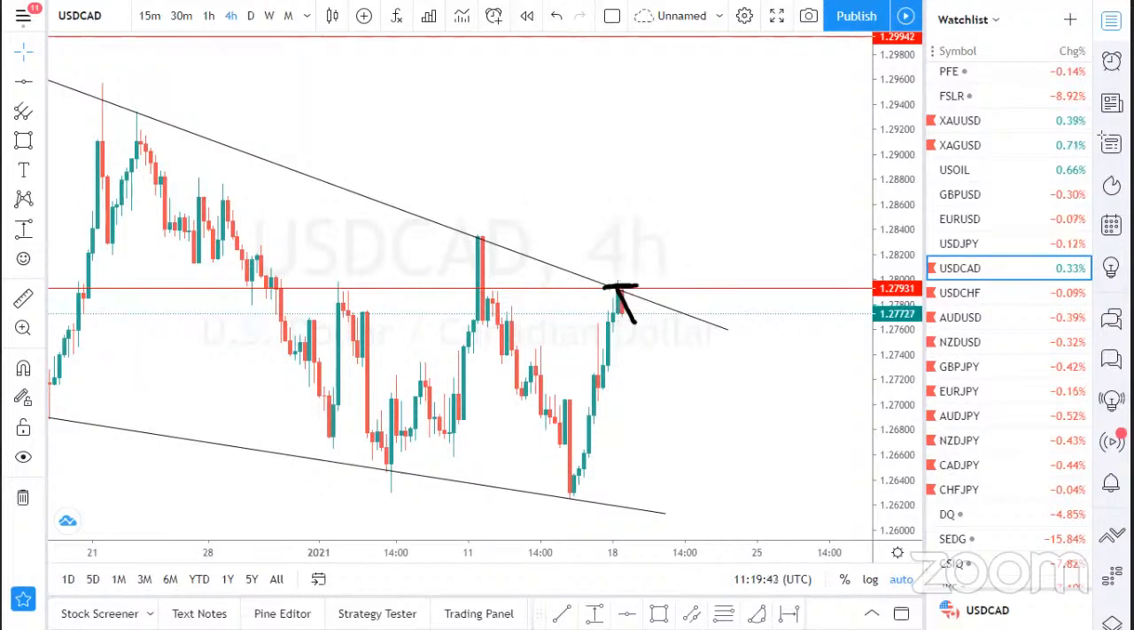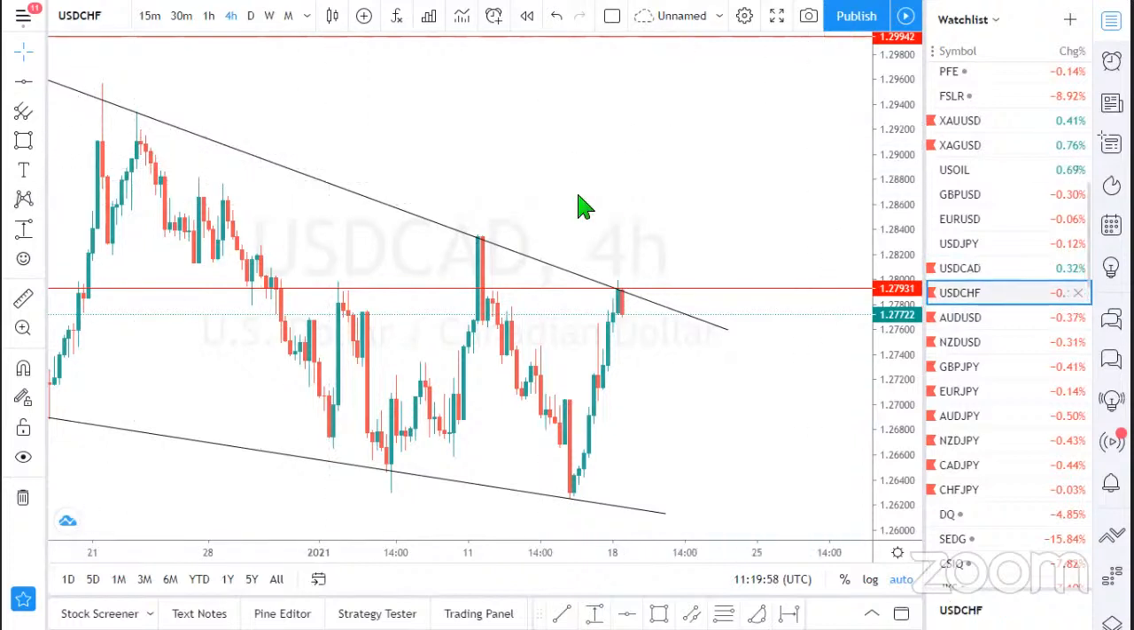So you have to pay close attention to see what price is going to carve right there. Maybe it's going to be a more bearish pin bar downward. So that is what we got on the USD against the Canadian dollar.